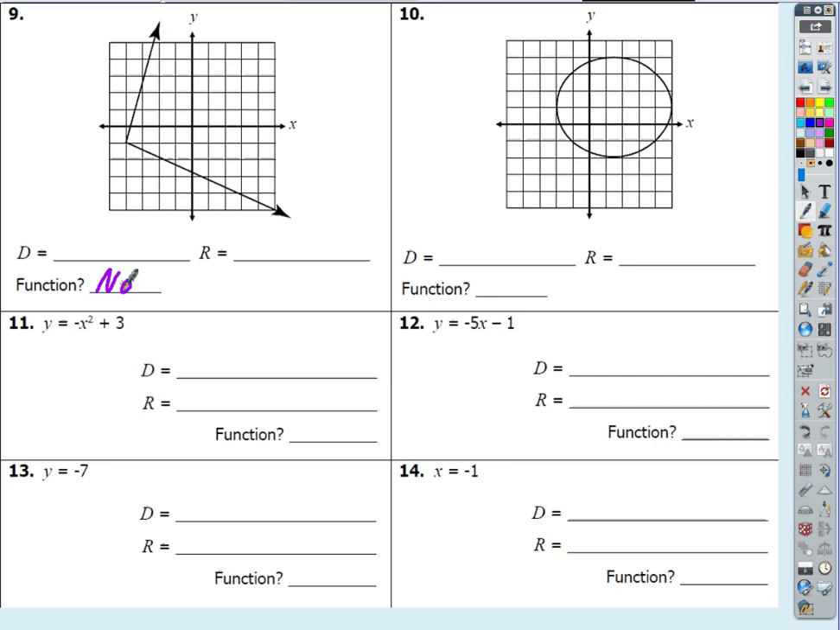-4. That's correct. X is greater than or equal to -4, because would you agree that the leftmost point has an x value of -4? That's the furthest, if an ant's walking along this relation, along this graph, the furthest left the ant could ever get is -4, right? Now, he can go to the right forever, but he's limited to how far to the left he can go.